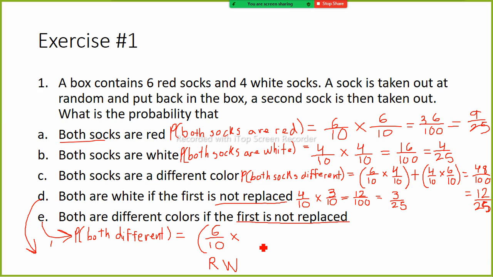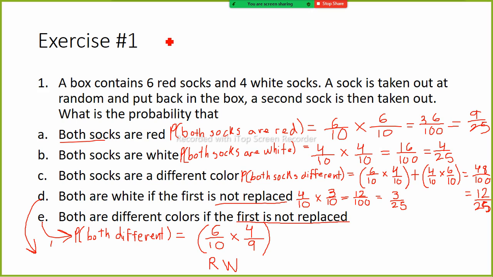Good. So how many socks do we have in total now for the second option? 10? You can't still have 10. Remember the first is not replaced, so we already take that out. So how many socks do you have left inside? You have 9. 9, exactly. So it's 4 over 9. Exactly, it's 4 over 9. Okay, so be careful.